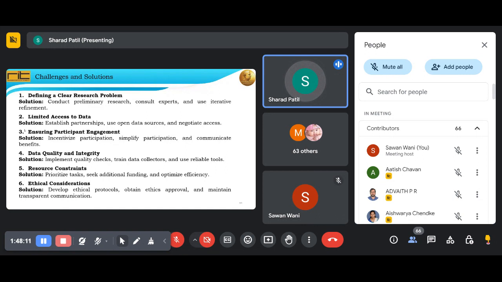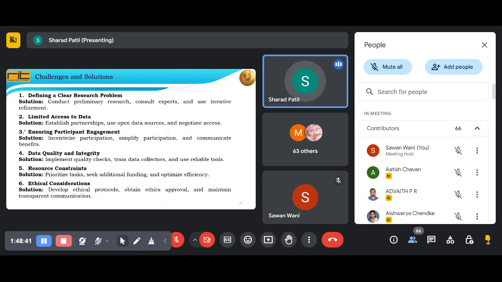So ultimately, through the different research work and by consulting different experts, that can be eliminated. Then there is limited access to the data. Sometimes you are not getting very good access to the data. Then you can get the solution by establishing partnerships, using open data sources, and negotiating access. Okay. Then ensuring participant engagement.